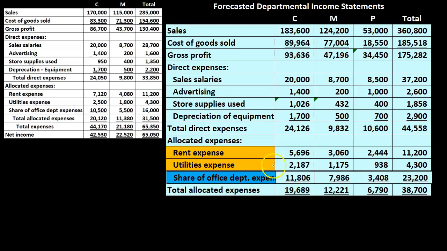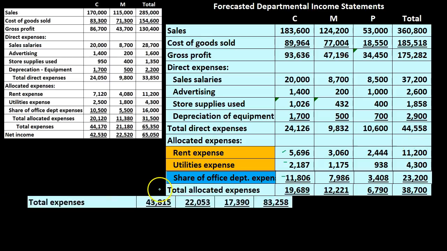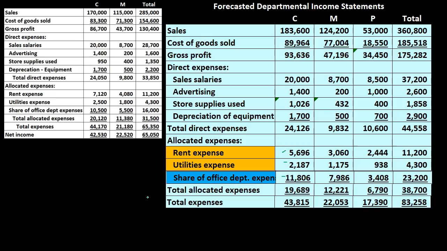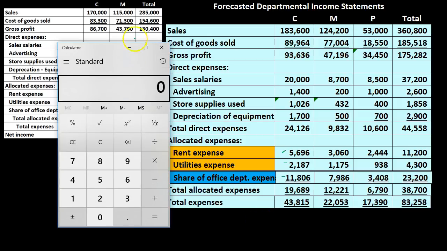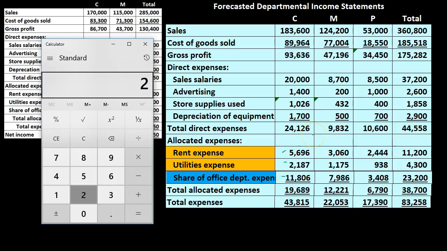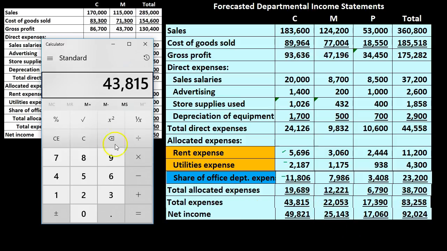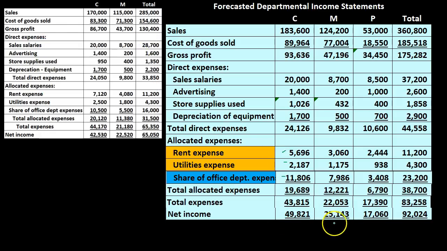Then we got the total allocated expenses, which is this plus this plus this all the way across for CMP department and the total. That'll give us the total expenses. The total expenses being the direct expenses. So we've got the 24,126 plus the 19,689 and the allocated or indirect expenses for the 43,815, and then we'll get to the net income, that being the gross profit 93,636 minus the expenses of the 43,815 for a 49,821 on our net income. And again, that applies out all the way across CM and P and the total.